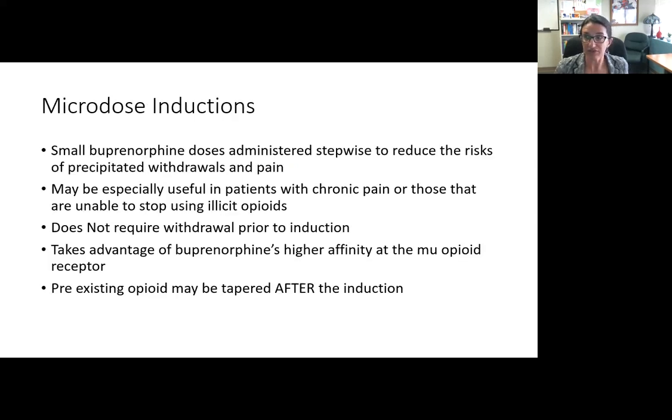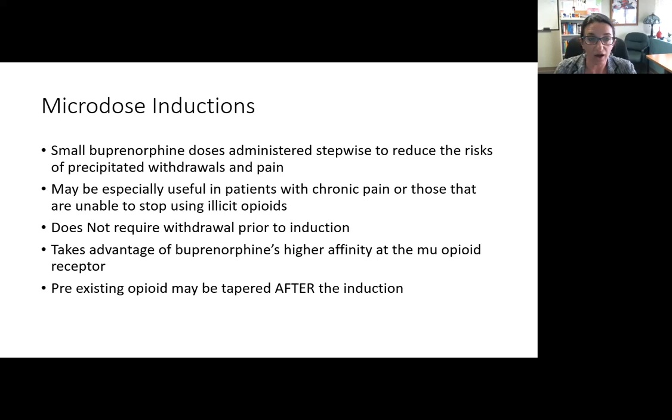Okay, so now we're just going to shift gears in the last 10 to 15 minutes to talk about microdose and macrodose and initiation of buprenorphine, which is becoming more our approach, I would say, in the time of fentanyl. The standard approach, I think, still does serve in a lot of situations, but these are other ones to be aware of.